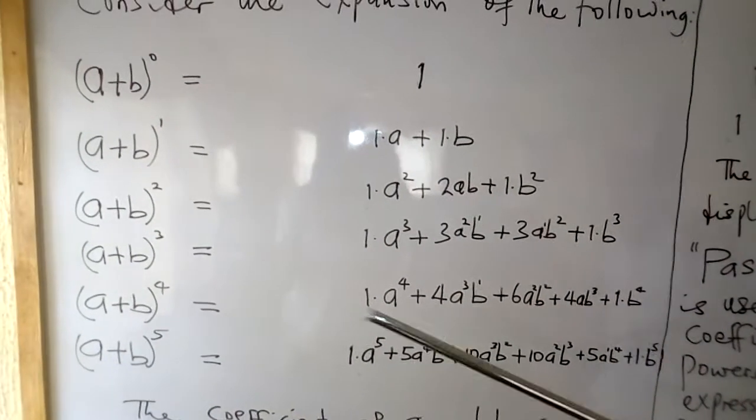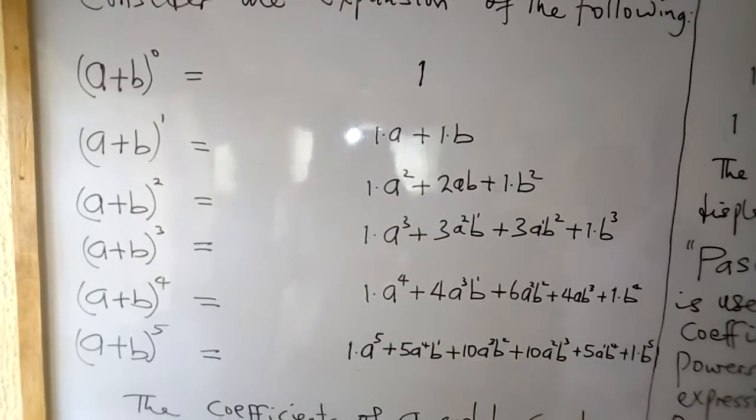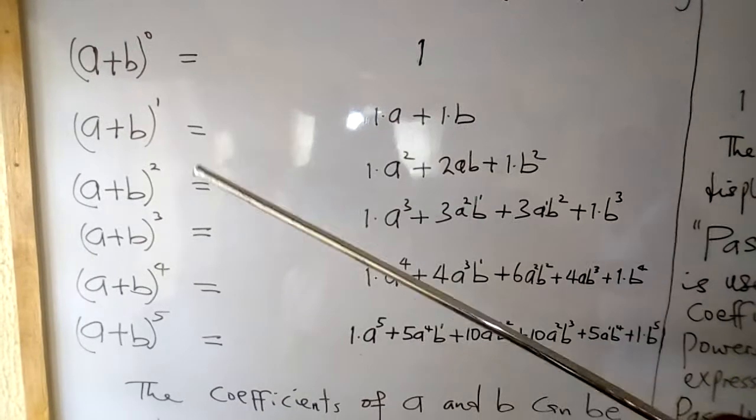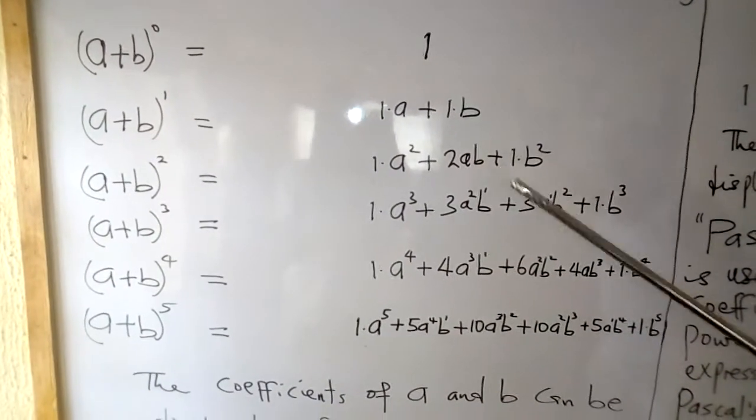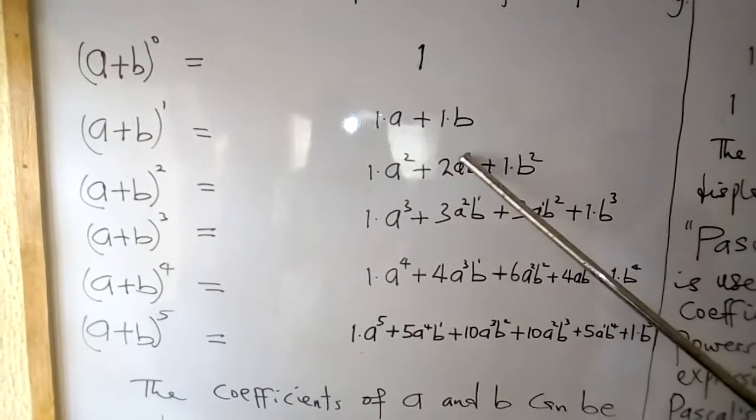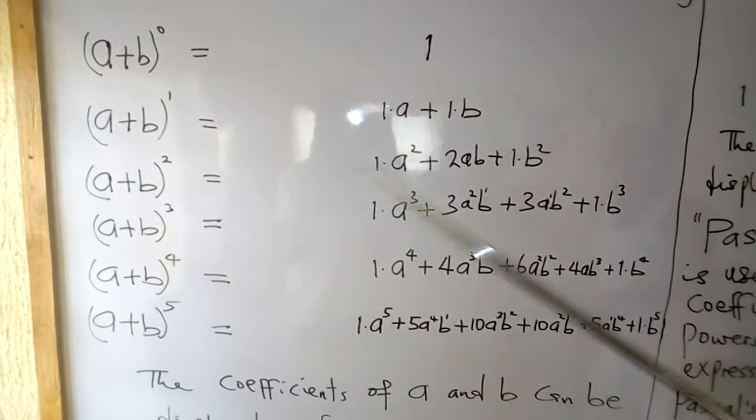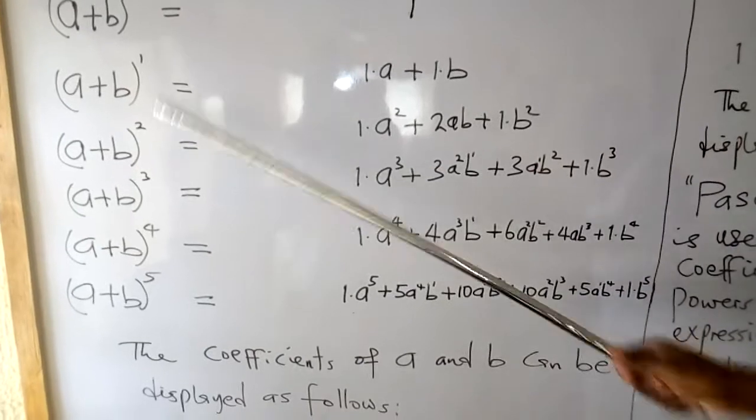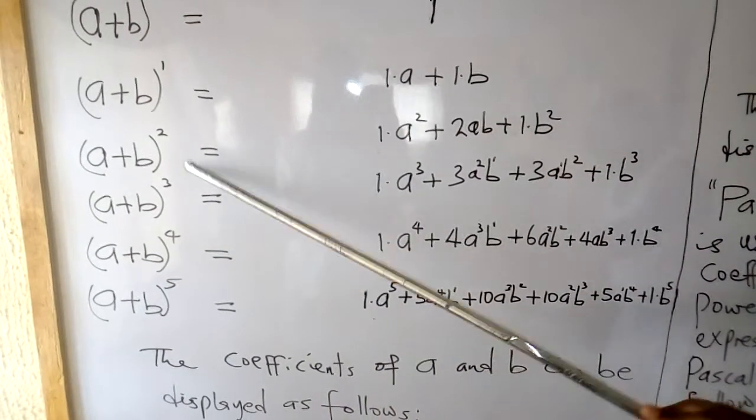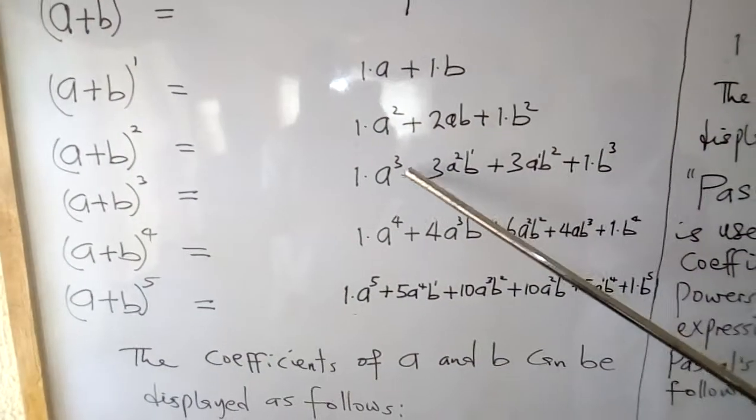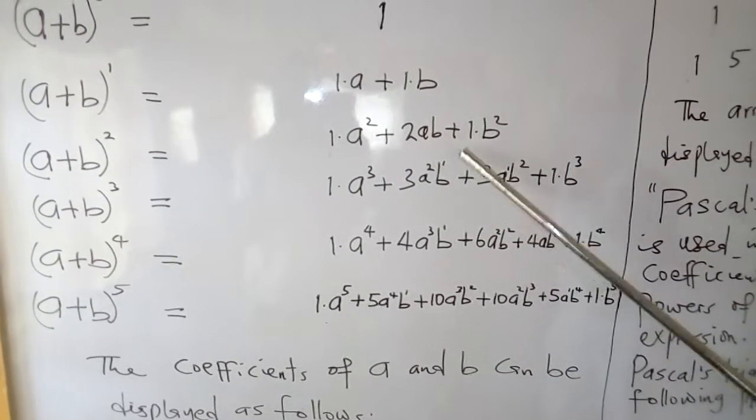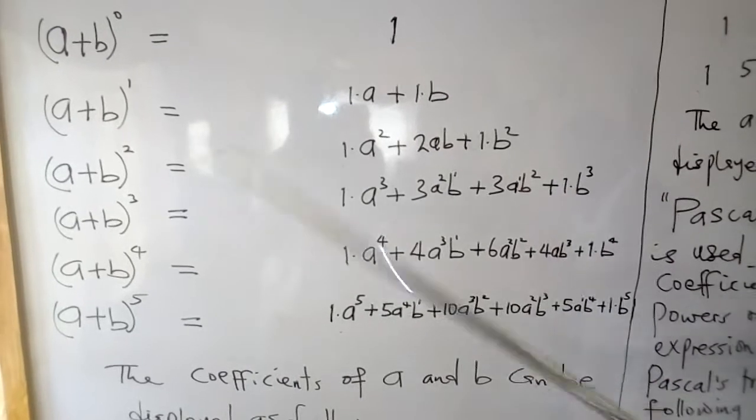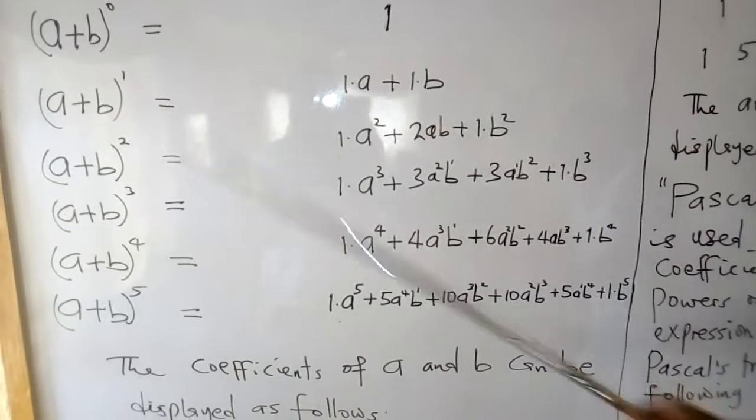The next one, (a + b) raised to power 2. The first term here is what? a raised to power 2. You see that 2 here, 2 in the original expansion. You see this one, a raised to power 1, b raised to power 1. 1 plus 1 is 2. Then b raised to power 2 here, 2 there. Then the next one, (a + b) raised to power 3. You have here 3. You have 2 plus 1, 3, which is 3 there. 1 plus 2, 3, which is 3 here. And 3 here is 3 there.